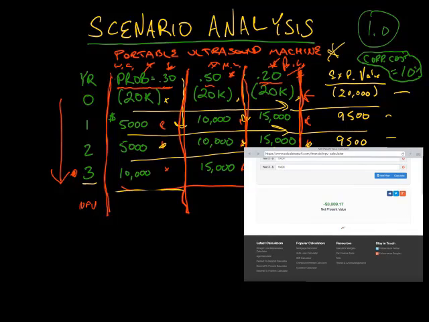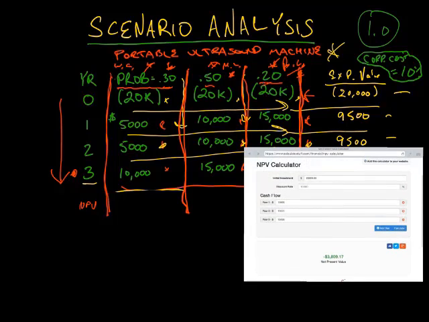Okay, so let's see what we've got. Got our 20, our cost of capital of 10. See where I'm getting these cash flows from? 5, 10, 15. See them? Okay, good. Let's go ahead and hit calculate. And there we go. So we now have 8,000.